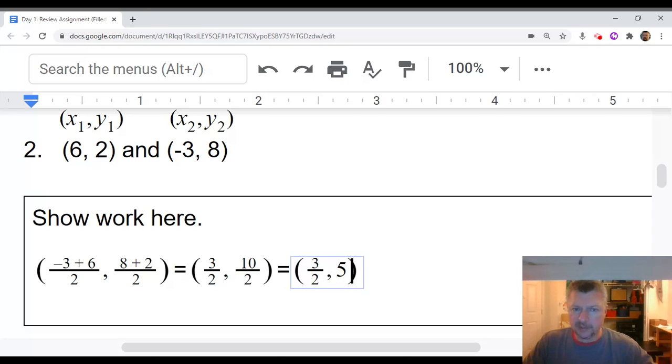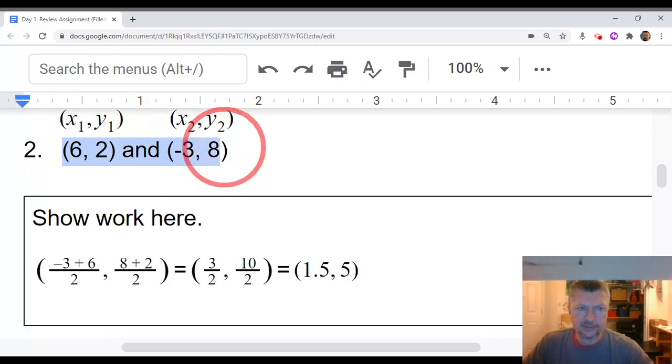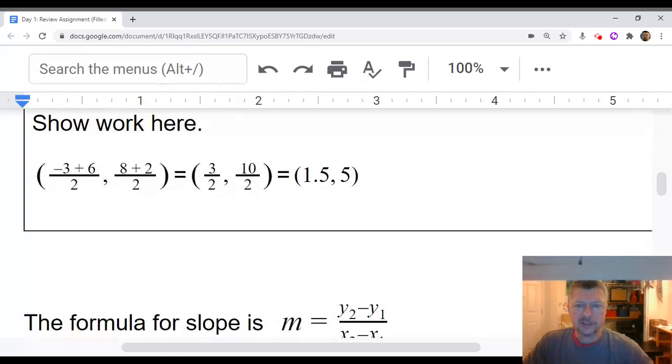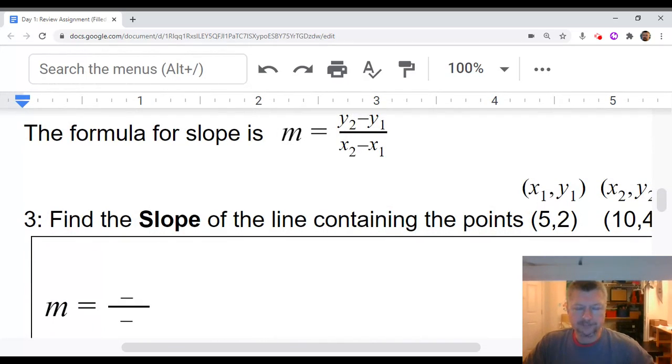We could leave this like this, but I'm going to take it to a decimal, I think. 3 divided by 2 is 1.5. There you go. There's your answer. All right, and that's the point that's directly in the middle of these 2 points. Okay, so there's midpoint. Now we're going to do slope.